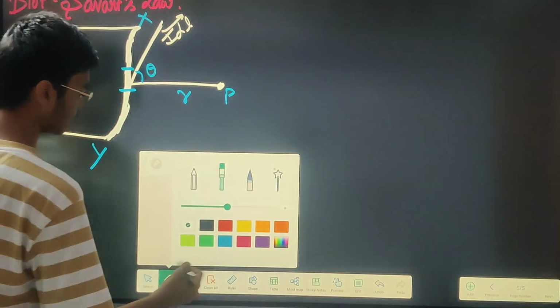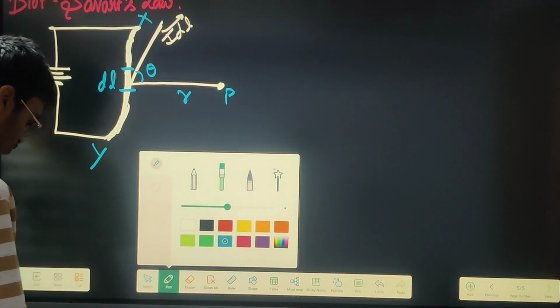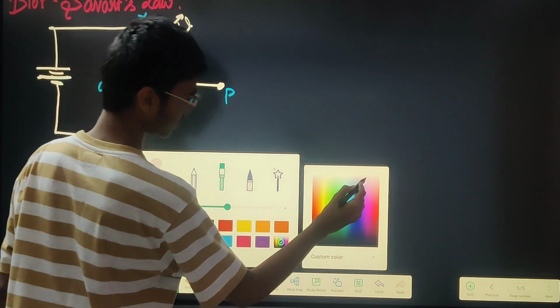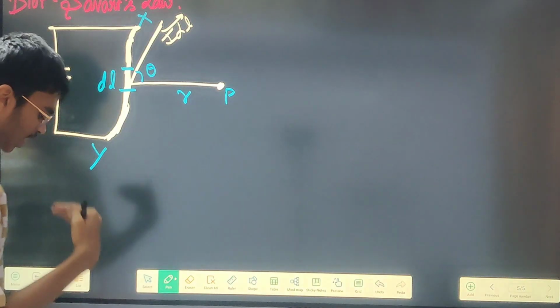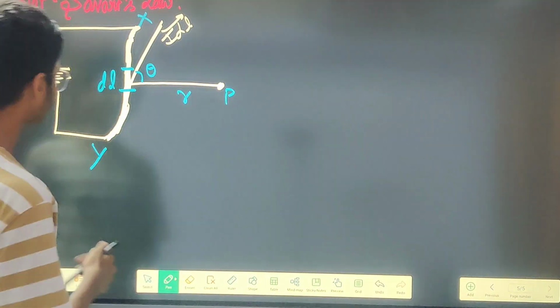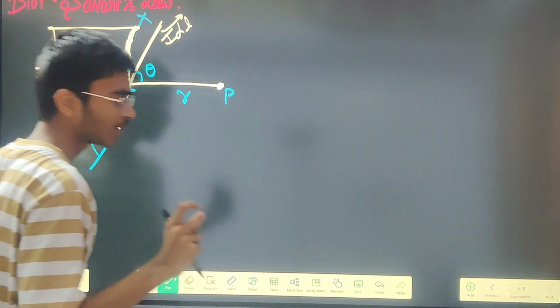Okay, so this is what DL is. Yes, we have completed the nomenclatures. Now we are going to see the proportionalities, some proportionalities that we are going to discuss.